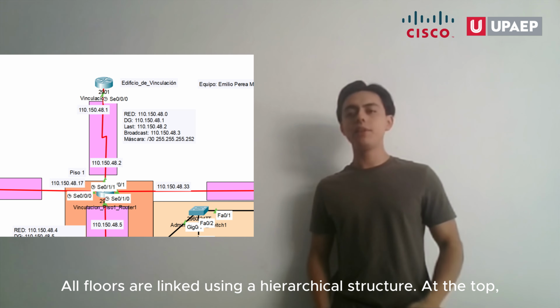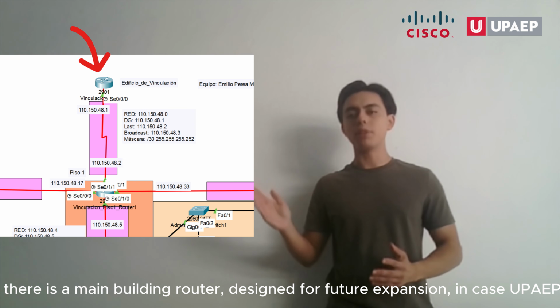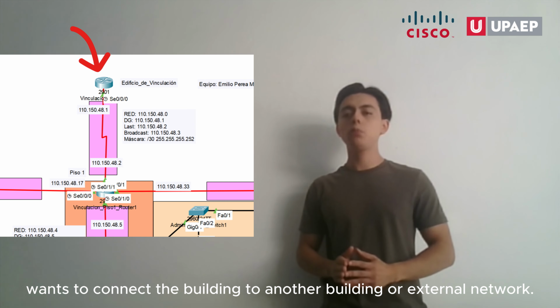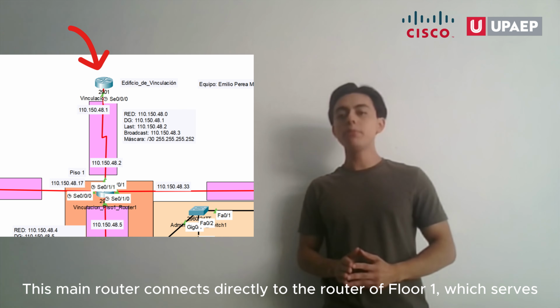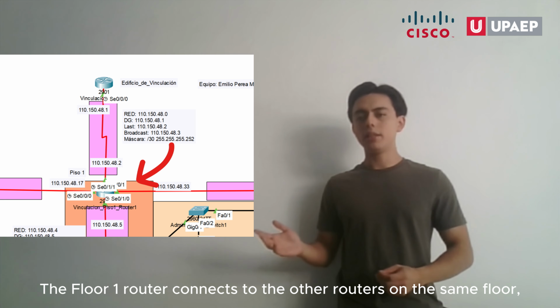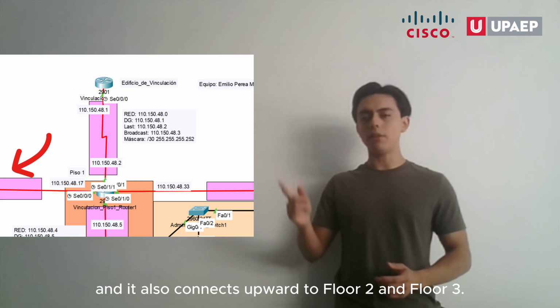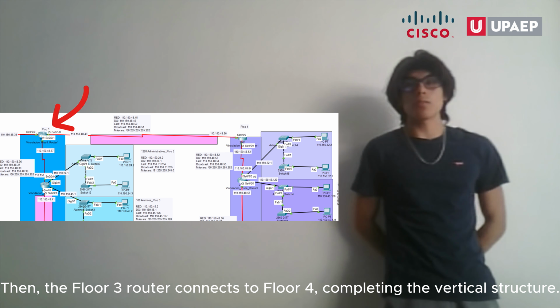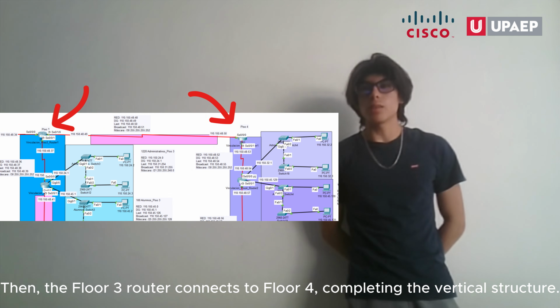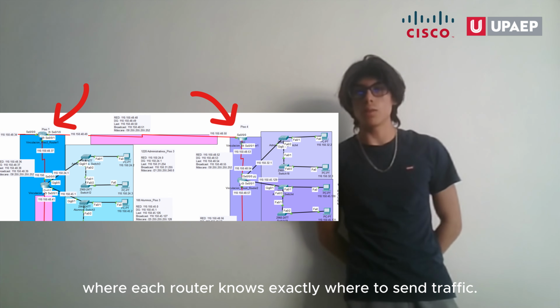All floors are linked using a hierarchical structure. At the top, there is a new building router designed for future expansion in case UPAEP wants to connect the building to another building or external network. This new router connects directly to the router at floor 1, which serves as the core of the building. The floor 1 router connects to the other routers in the same floor, and it also connects upward to floor 2 and floor 3. Then, the floor 3 router connects to floor 4, completing the vertical structure. This creates a clean and organized routing hierarchy, where each router knows exactly where to send traffic.